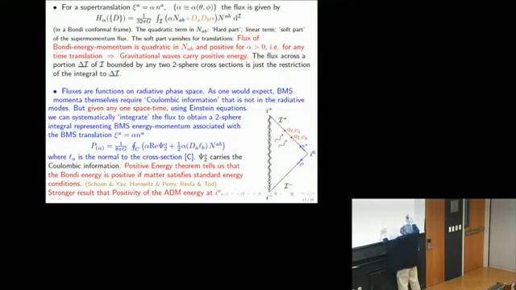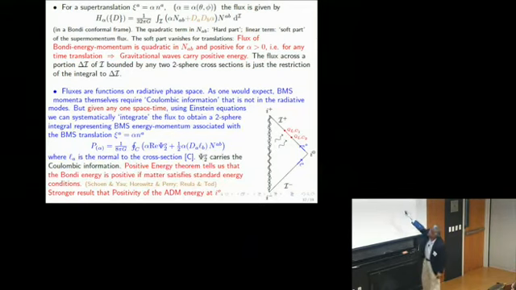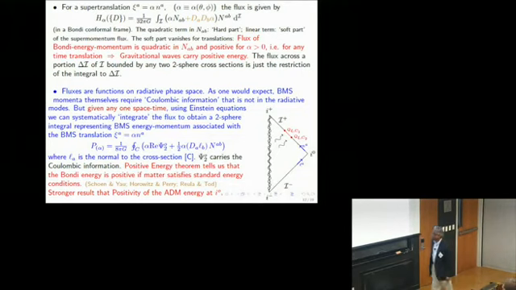The time derivative of this is the flux that we talked about here. Therefore, if I evaluate this quantity on two cross sections and take the difference, it is precisely the quantity that I got up here. So you just integrate that equation to obtain this BMS momentum. And this psi 2 naught carries the Coulombic information. Now, the positive energy theorem tells us that this quantity is positive if, in fact, matter satisfies the standard energy condition.